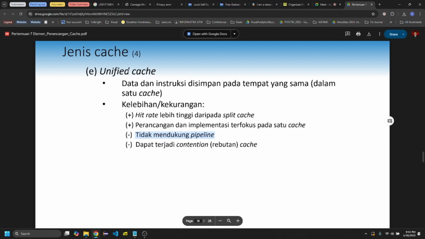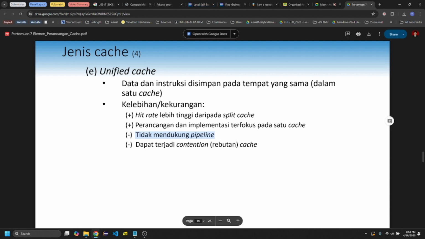Kalau dengan menggunakan unified case, dia tidak bisa mendukung pipeline. Pipeline itu apa? Pipeline itu adalah proses kita memotong-motong instruksi, terus dimasukkan dalam prosesnya, CPU itu bisa barengan. Jadi banyak hal bisa diselesaikan barengan. Yang satu ambil data, yang satu ambil instruksi, satu mengeksekusi instruksi, itu bisa terjadi barengan.